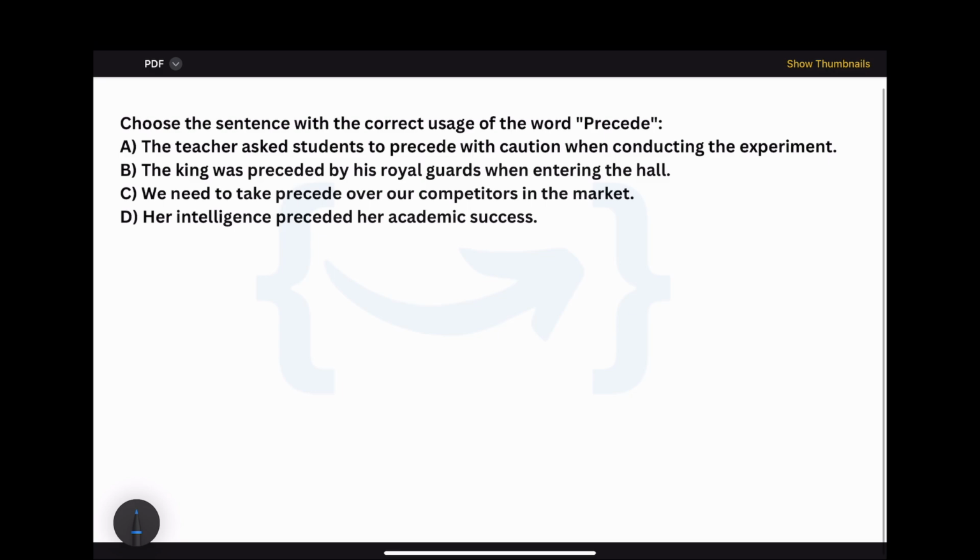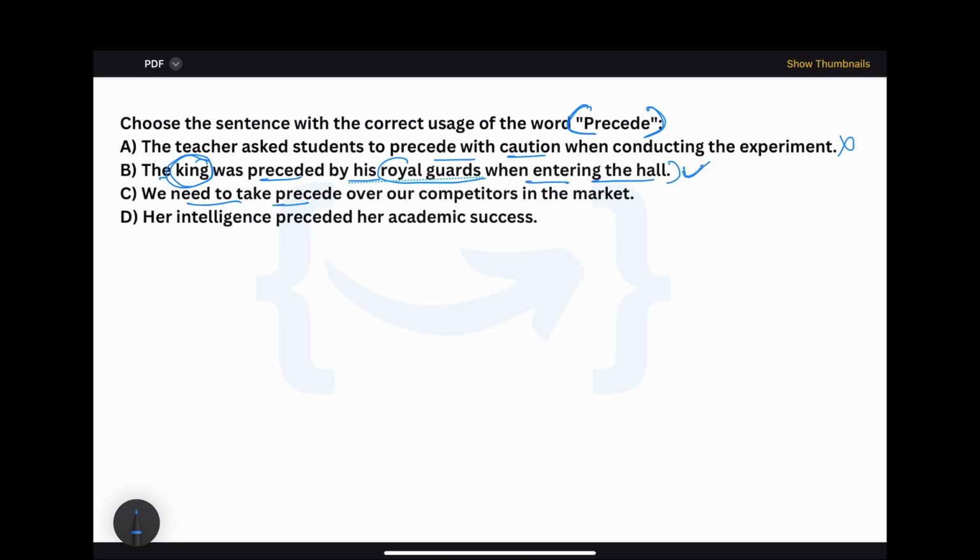Now another question. Choose the sentence with the correct use of precede. What does precede mean? Something like I am preceding someone, or someone is behind me. The teacher asks students to proceed with caution when conducting the experiment. It should not be precede, it should be careful. The king was preceded by royal guards. Yes, behind the king, royal guards are marching and entering the hall. Makes sense, makes sense.